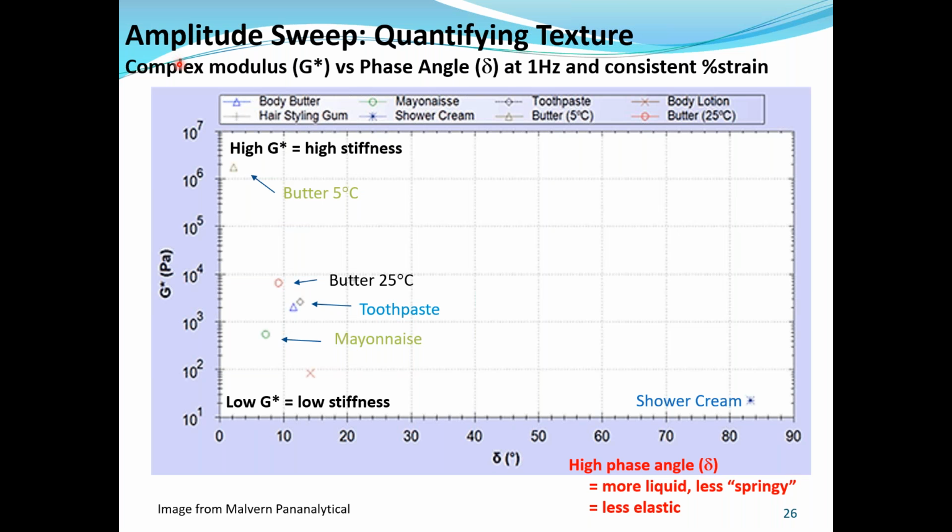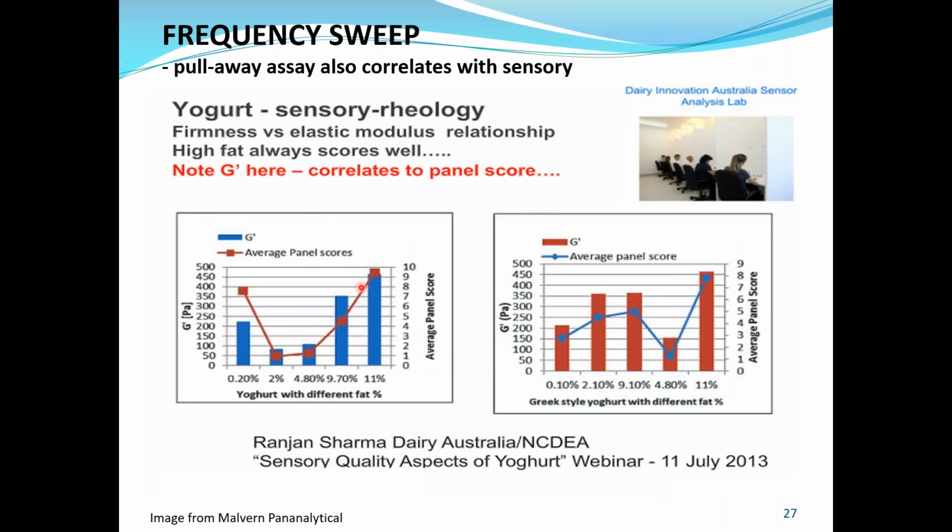So this is a plot of the complex modulus versus phase angle of a number of common products. And we can see that a high complex modulus represents a high level of stiffness. Low complex modulus is a low stiffness. And as we go out to a higher phase angle, it is more liquid, less springy, less elastic. So in this case, we see butter at fridge temperature is much more stiff than butter at 25 degrees. So we can see how samples can compare and cluster here.